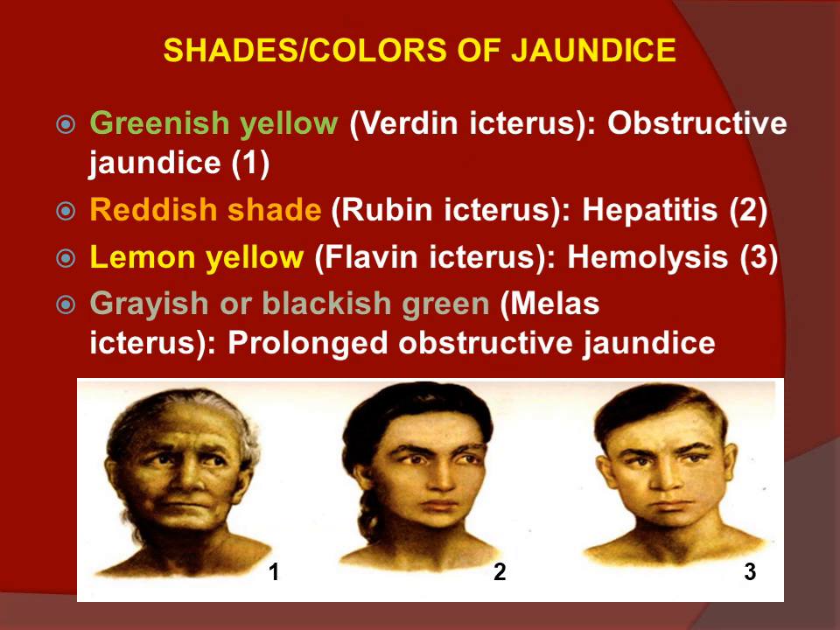This slide demonstrates the shades and colors of jaundice. First is greenish yellow, verdin icterus, in obstruction of the common bile duct. Second is reddish shade, rubin icterus, in a patient with hepatitis, and lemonish yellow, flavin icterus, in a patient with hemolysis. This is the third one. In prolonged obstructive jaundice, the hue changes and becomes grayish or blackish green.